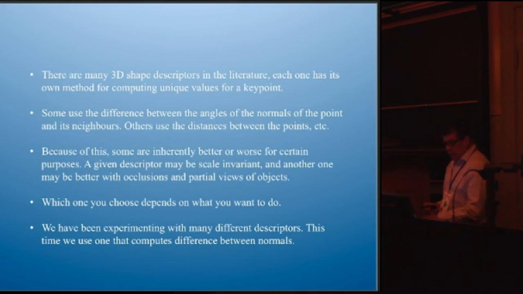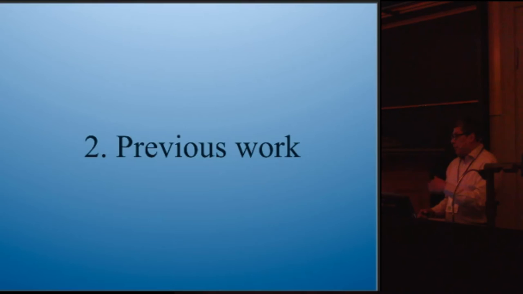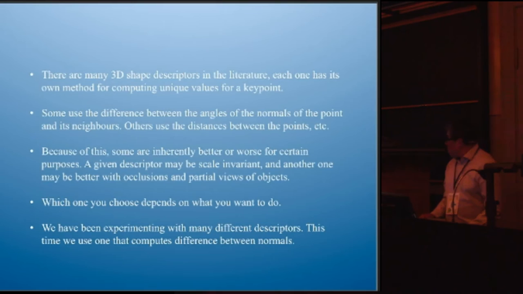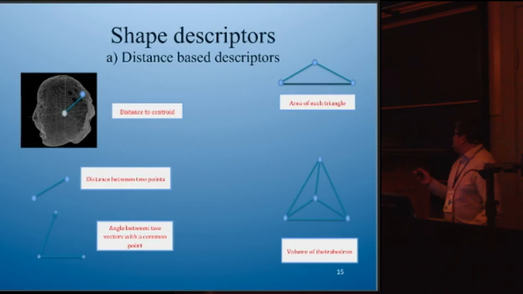So there are many shape descriptors in the computer vision and machine learning literature. It is really a matter of trying a lot of them. We've been doing many trials with many different descriptors. In a later paper, I will present another case, but we have been working on this for almost 2 years. Last year in Siena, we presented these descriptors, which are based on distance.